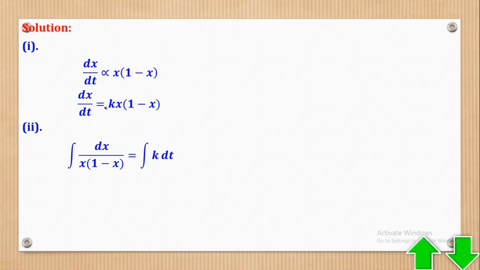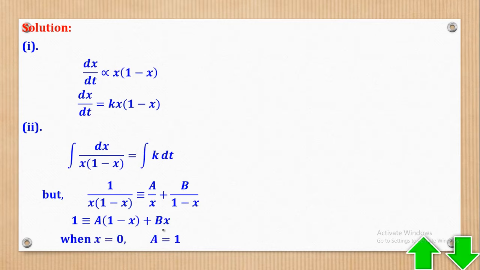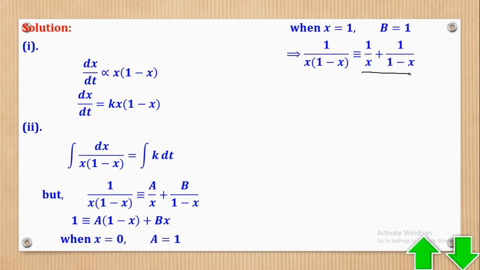This is a separable one, so you separate the variables to come up with this and this. The denominator is factorizable, so you have to use partial fractions. We are interested in the numerator, so we shall extract the numerator. This and this gives you this, and this gives you that. So when x is equal to 0, a will be equal to 1, and when x is equal to 1, b will be equal to 1. Therefore, the partial fraction becomes that.